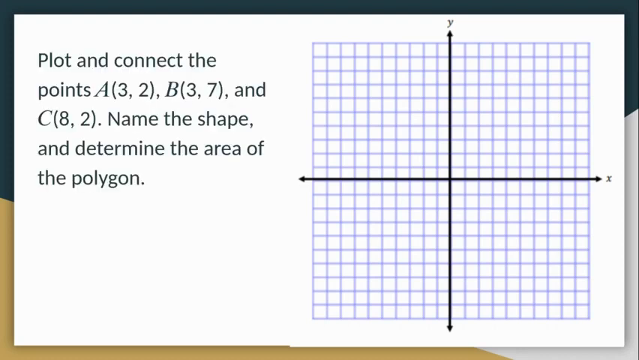Let's look at the first problem. We're instructed to plot 3 points, A, B, and C, and name the shape it creates. Then, we must determine the area of the polygon. By this point, we should be familiar with plotting points on the coordinate plane. If you need a review on how to do that, pause the video and look under the Helpful Links section on the lesson outline. Let's quickly plot these 3 points. Pause the video until you've plotted each point.